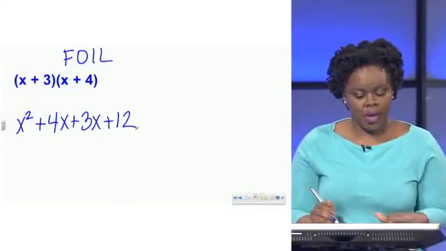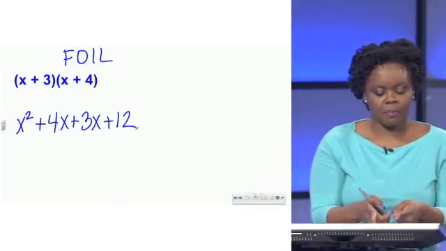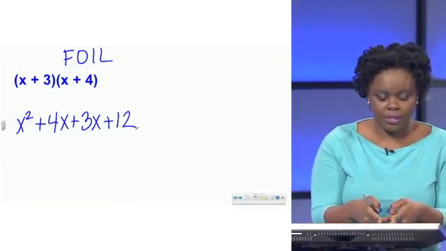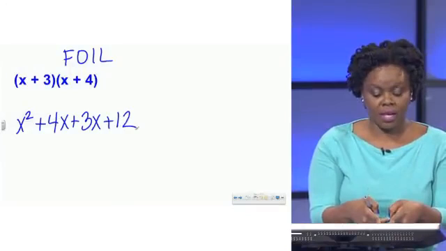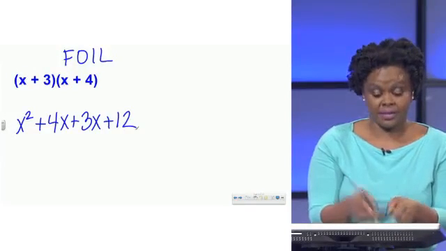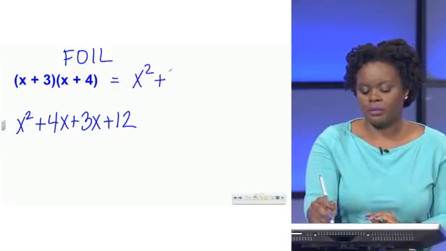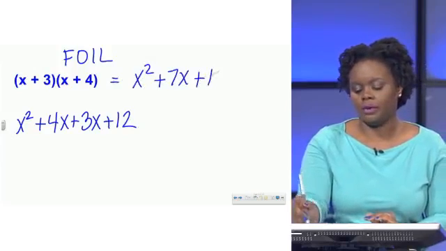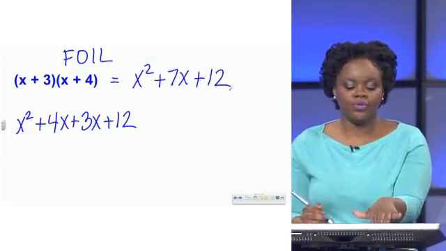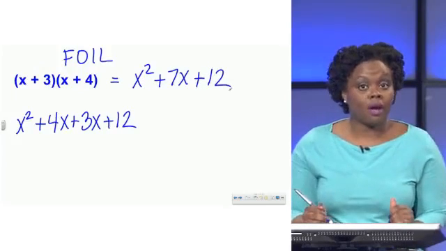And then you're at the point to combine like terms. Notice they're in the center like they always are. So 4x plus 3x, that's 7x. So my answer is x squared plus 7x plus 12. We use FOIL to figure out what that product is.